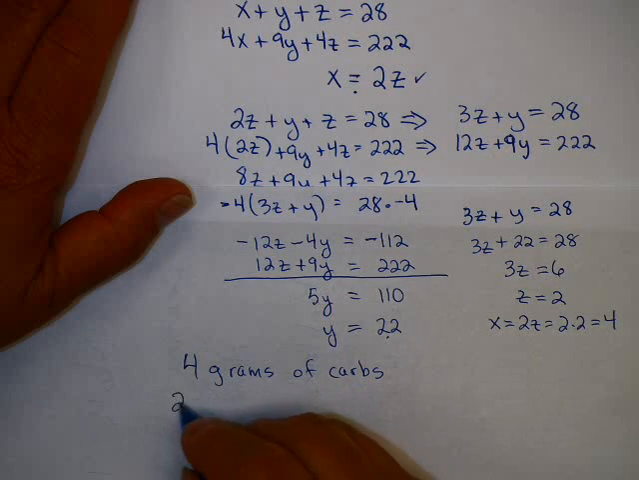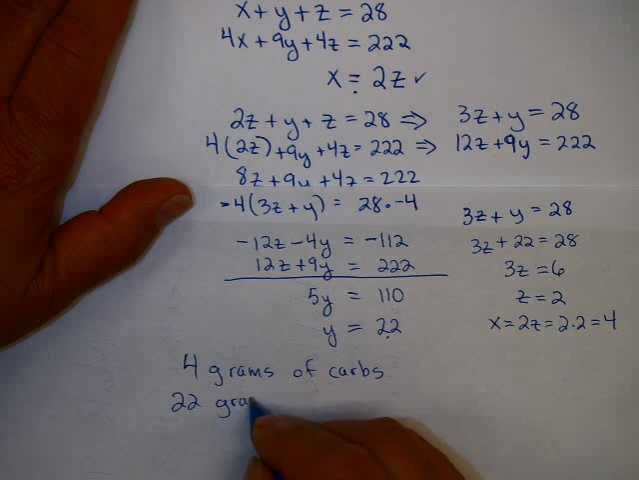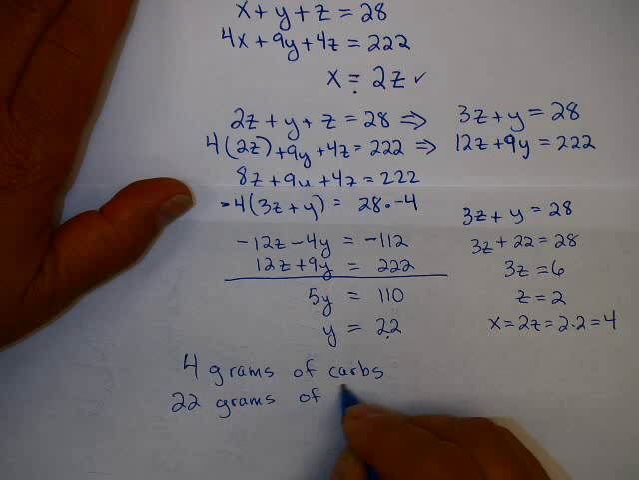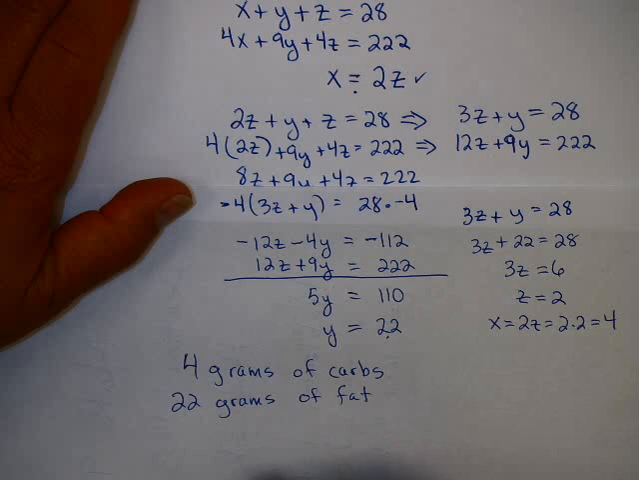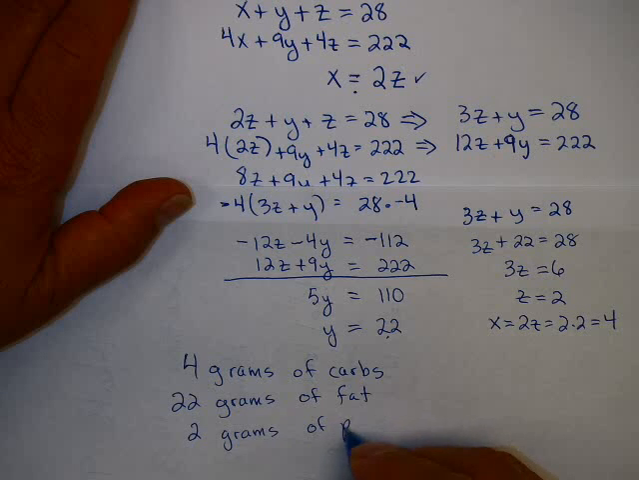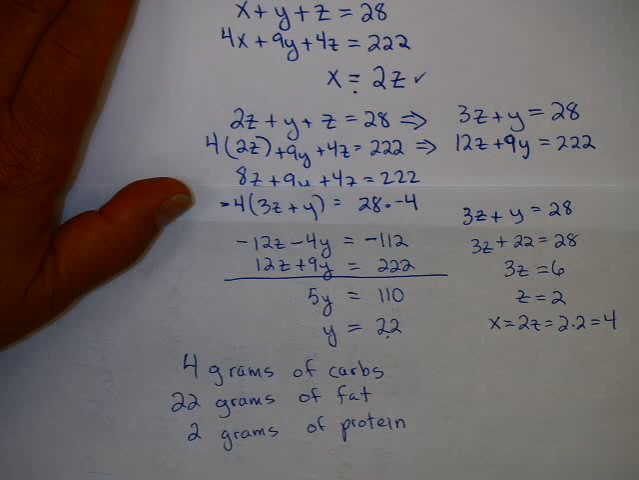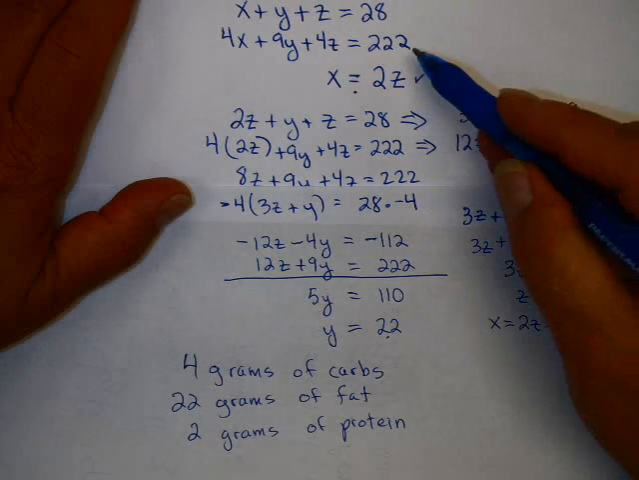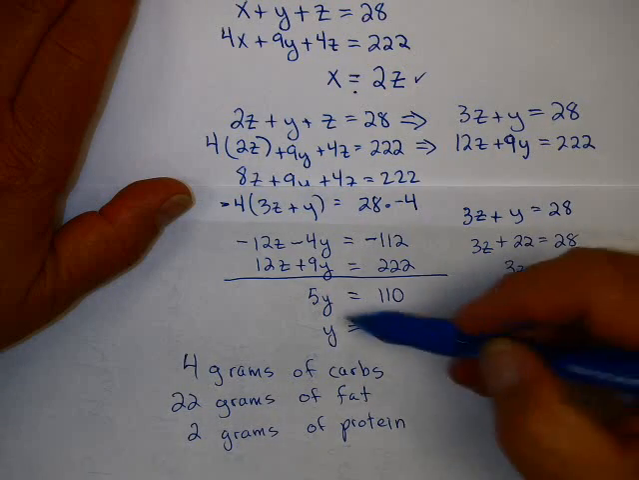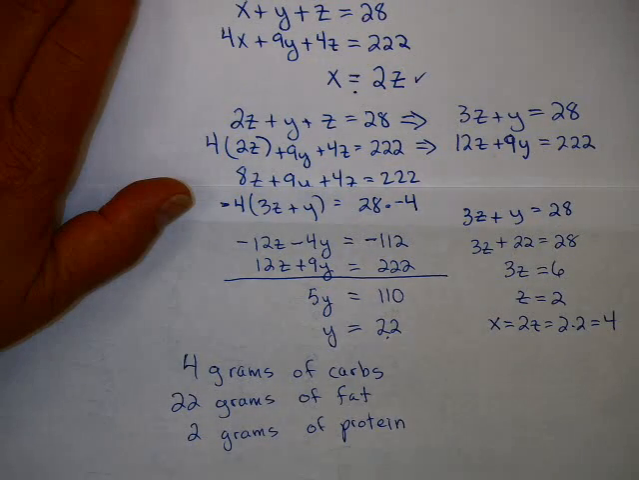Y is the grams of fat. There's 22 grams of fat. And z is the grams of protein. There's 2 grams of protein in this little ounce of macadamia nuts. So that was a lot of work in the solution. You needed to set up the equations. Once you set up the equations, you need to solve them and then interpret your answer.